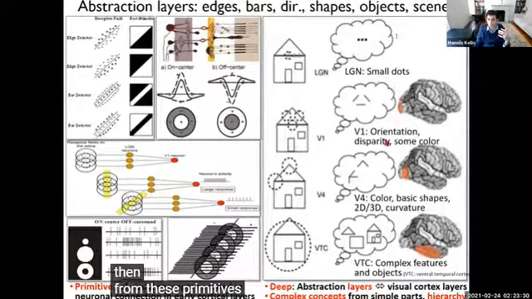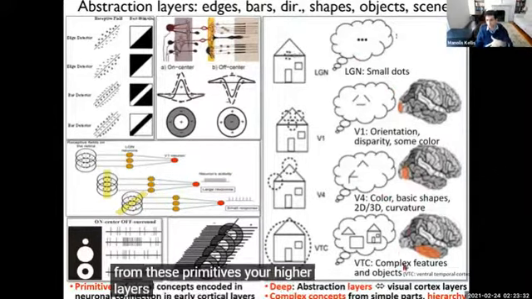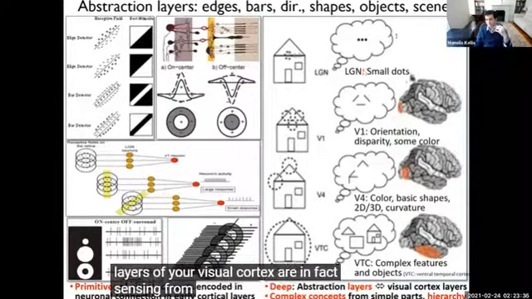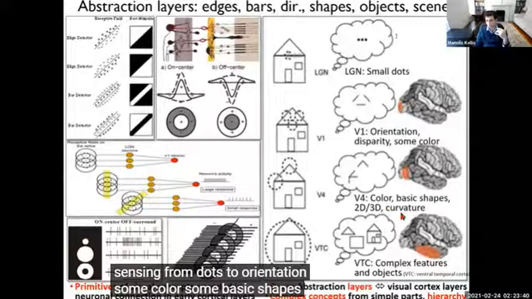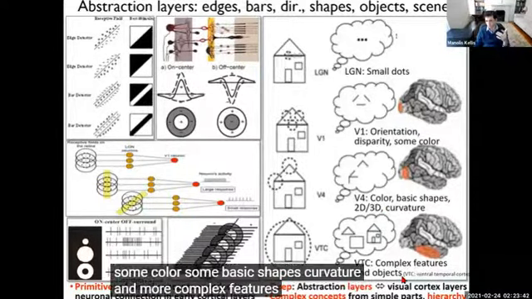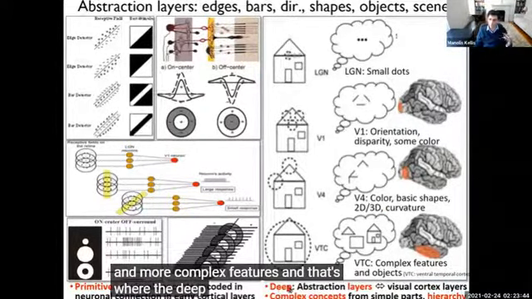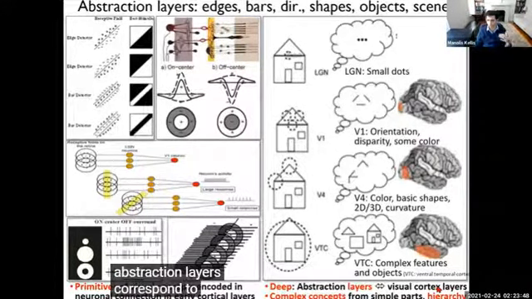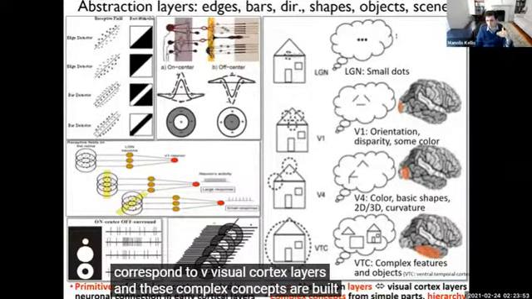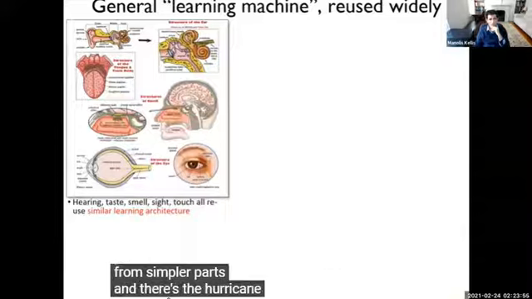So these are the primitives of the visual concepts which can be encoded in the neural connections, and then from these primitives, your higher layers of your visual cortex are in fact sensing from dots to orientation, some color, some basic shapes, curvature, and more complex features. And that's where the deep part in deep learning comes in: these abstraction layers correspond to visual cortex layers, and these complex concepts are built from simpler parts, and there's that hierarchy.